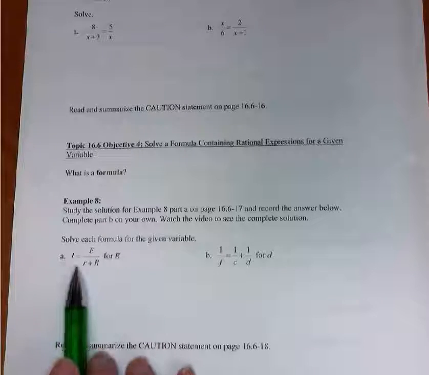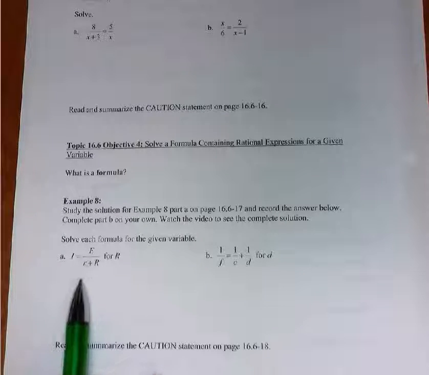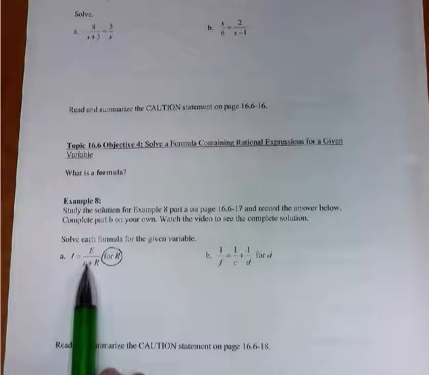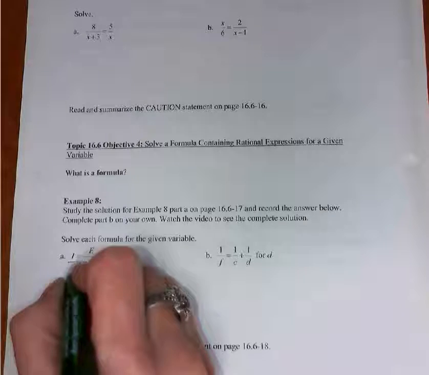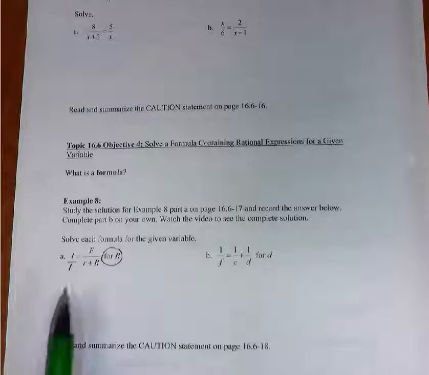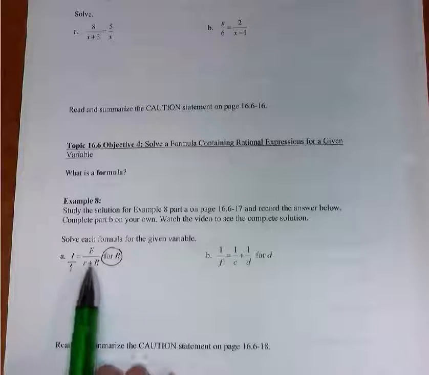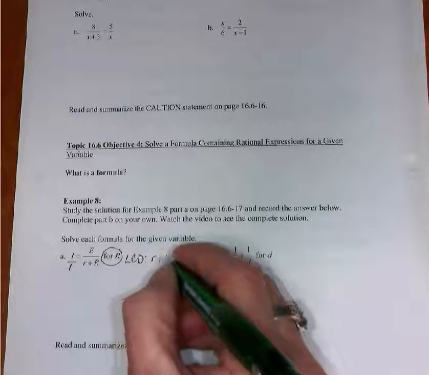So in this problem here, it says capital I equals capital E over lowercase r plus uppercase R, and it wants us to solve that equation for r. So the first thing we want to do is get rid of the denominators. So we have to identify the LCD. If you consider that I, capital I over 1, then the denominator of this is 1, denominator of this is r plus R, so the LCD is simply little r plus big R.